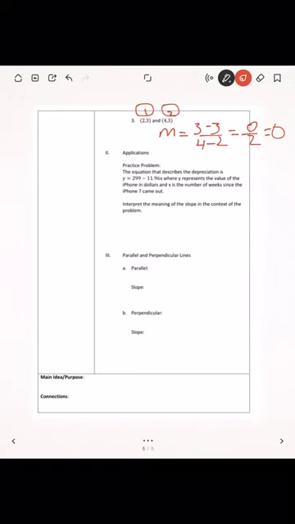Now, I'm going to skip over this application problem because we're going to be doing it a little bit later. But what we want to talk about right now are parallel and perpendicular lines. You should have a grasp of how to calculate slope. Now what we want to do is determine the relationships between lines based on their slopes. Parallel lines.